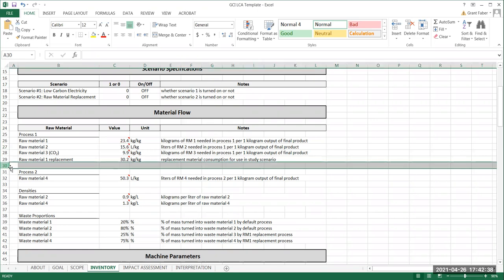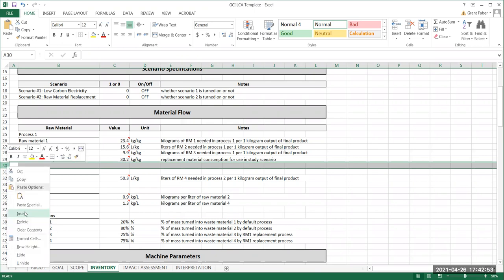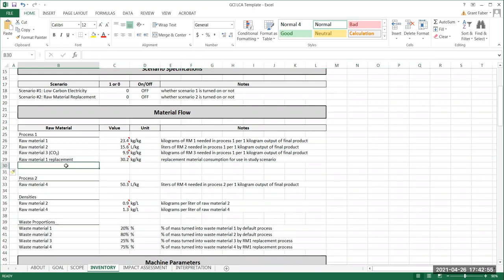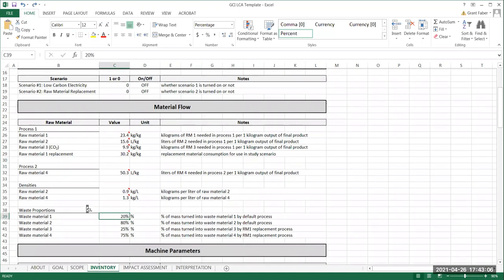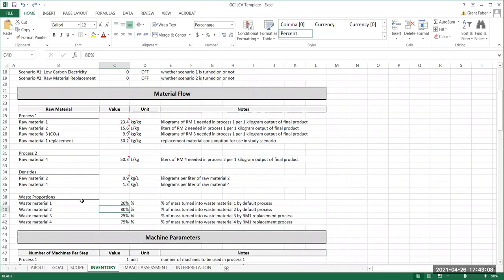And we made the model, again, I think I've mentioned this a few times, such that it's meant to be flexible, and it's meant to be updated and changed around based on whatever your particular needs are. And so if you were to add raw materials or something, you would just go here, you would just insert rows, and then you would just insert the needed information there, and then update the rest of the model accordingly. And so we have similar parameters here for waste proportion.